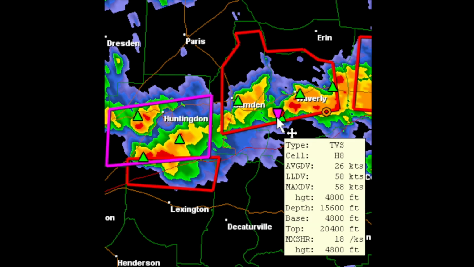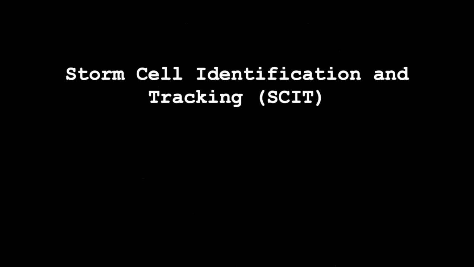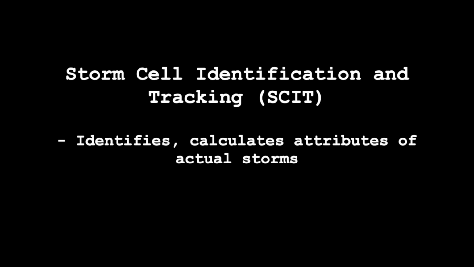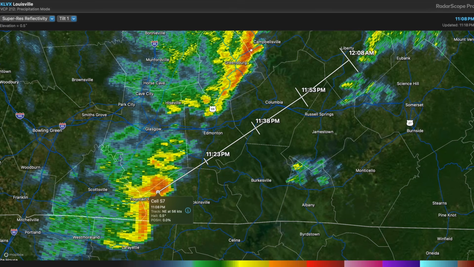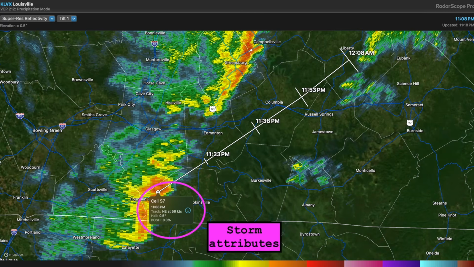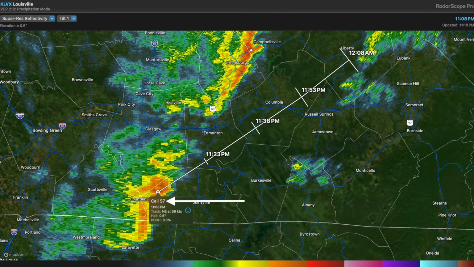Our next series of algorithms can help you identify important features and behaviors of storms. These are built into all National Weather Service radars, but not all radar software programs display them. The first of these is the Storm Cell Identification and Tracking Algorithm, or SCIT. SCIT identifies areas of precipitation that constitute actual storms whose basic attributes are calculated, such as maximum reflectivity value within the storm cell, probability of hail, and probability of severe hail, among others. Each storm cell is given a letter-number identifier such as A1.